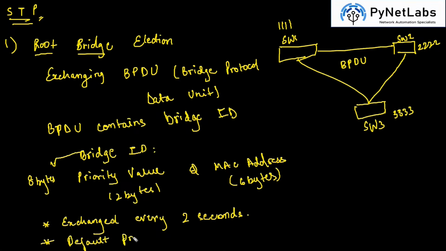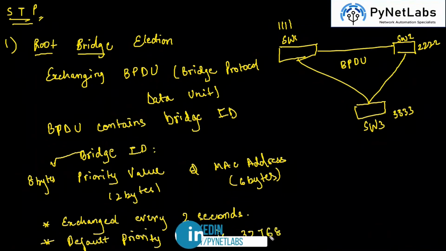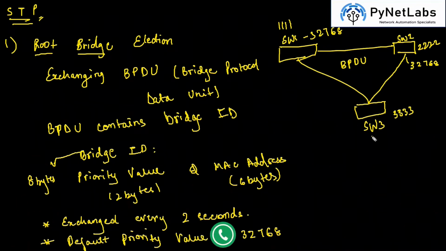The default priority value is 32768. So basically the switch with the lowest priority value will be elected as root bridge. Let's say in this case the priority value of switch 1 is 32768, which is the default value. Similarly, on switch 2 the priority value is 32768, again the default one. Then on switch 3, the priority value is 32768.